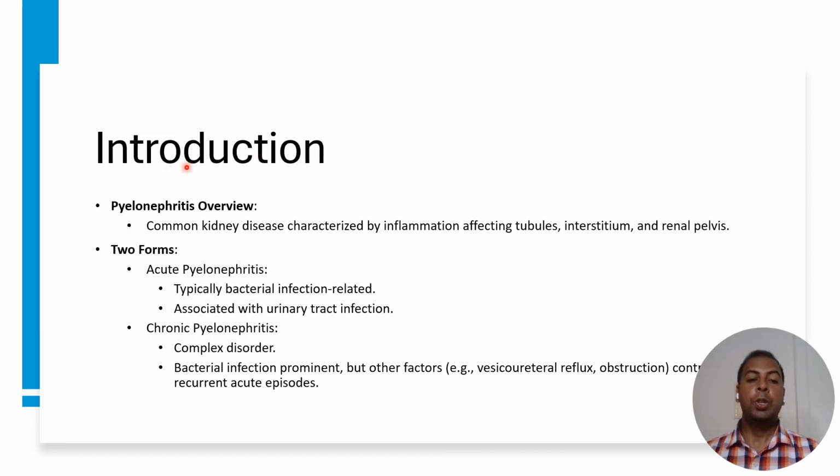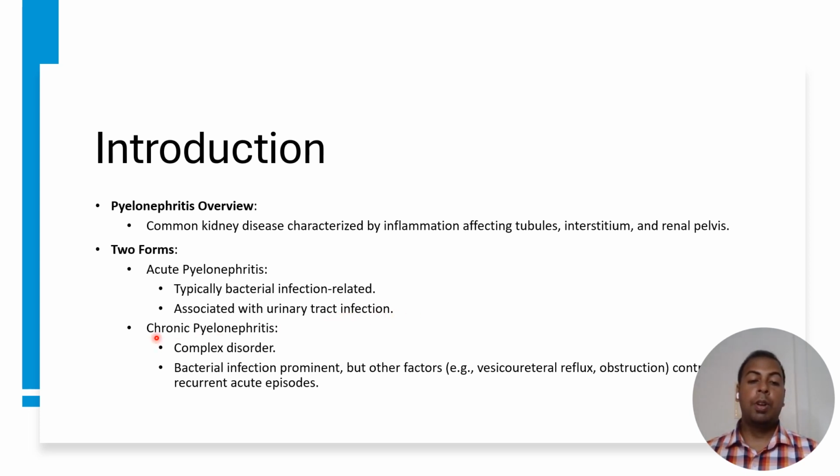Alright, so introduction to pyelonephritis is pretty much an infection of the patient's kidney. So it's a common kidney disease characterized by inflammation affecting different parts of the kidney, including the tubules, the renal interstitium, and the renal pelvis. There's two main forms. We have our acute pyelonephritis, which is typically due to bacterial infection and is associated with a lower urinary tract infection. Technically, pyelonephritis is a urinary tract infection, but it's considered an upper urinary tract infection.